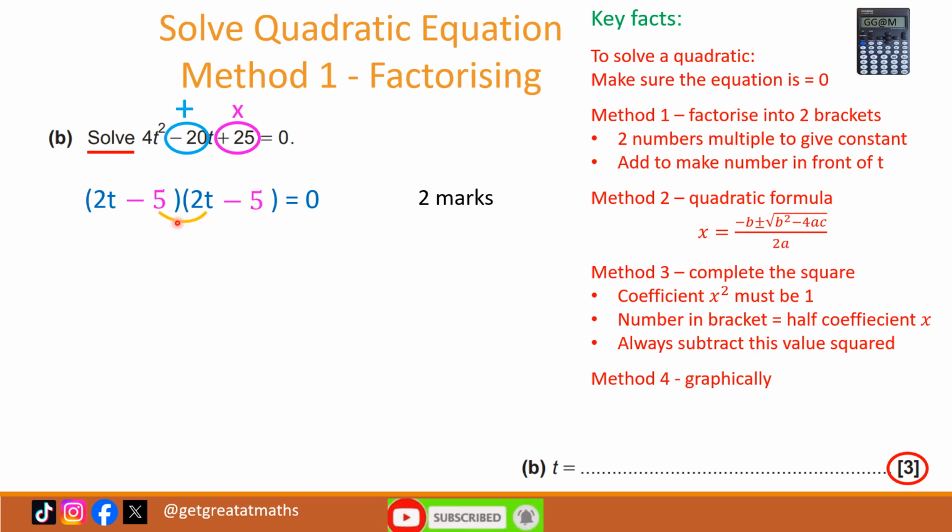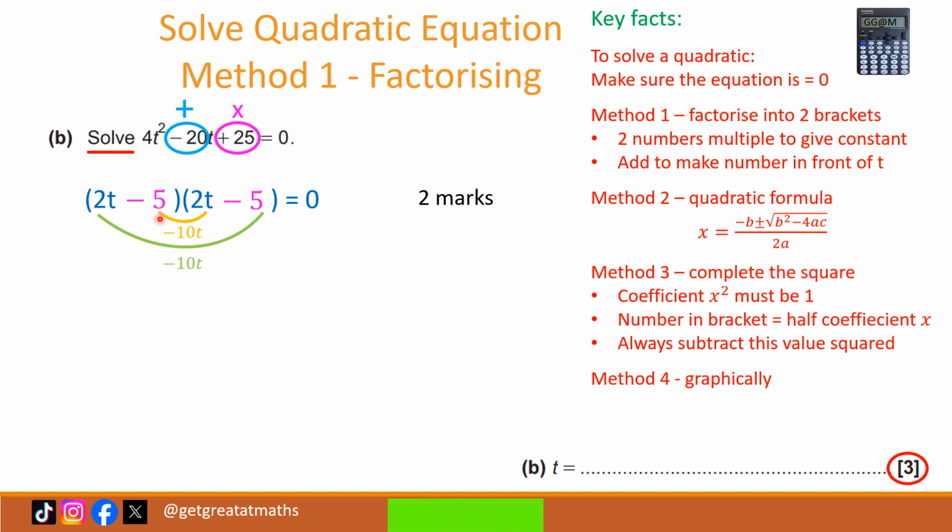So when I expand these brackets out, negative 5 times by the 2t gives me negative 10t, and the 2t times by the negative 5 is going to give me negative 10t. Now, once we've got these values here, we can see that negative 10t take away 10t gives me the minus 20t, which is why it factorises into two brackets as 2t take away 5, 2t take away 5 equals 0. We'll notice that exactly the same values are in both brackets. So we could have written that as 2t take away 5 all squared.